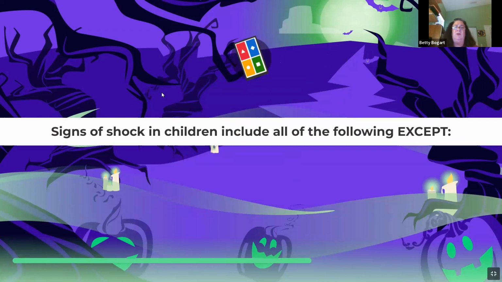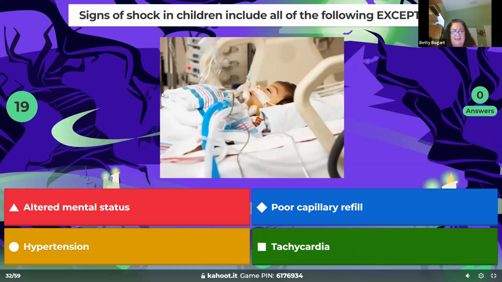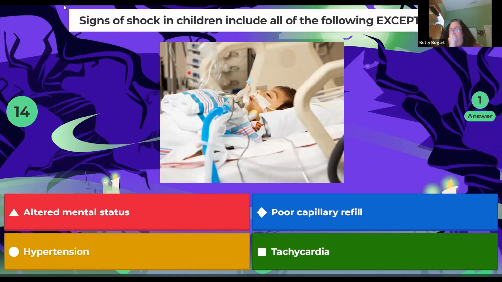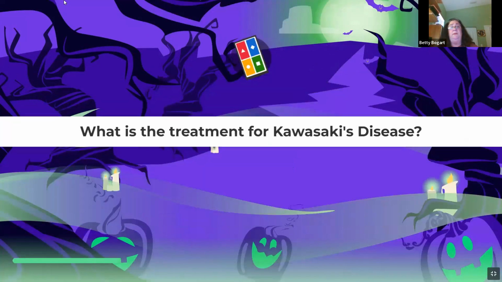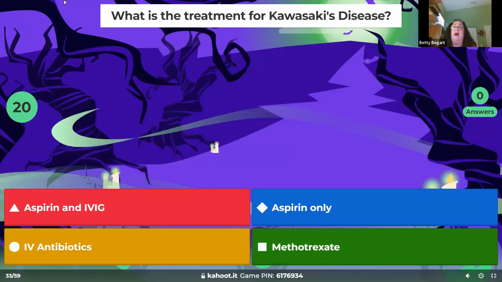Signs of shock in children include all of the following except. So shock, you're going to see hypotension, not hypertension, altered mental status, poor capillary refill, tachycardia. Yes. Decreased urine output. What is the treatment for Kawasaki disease?